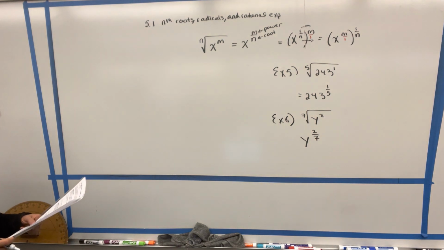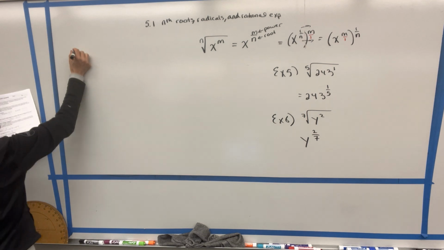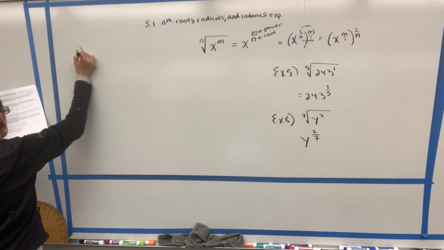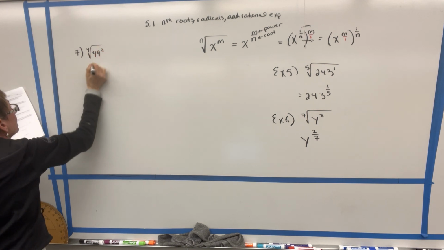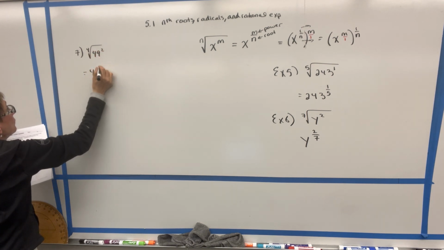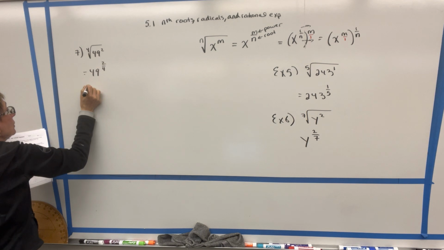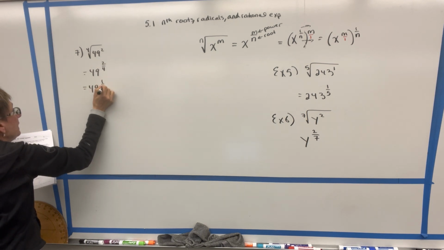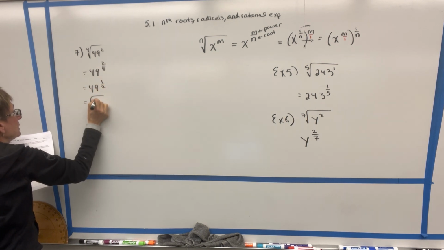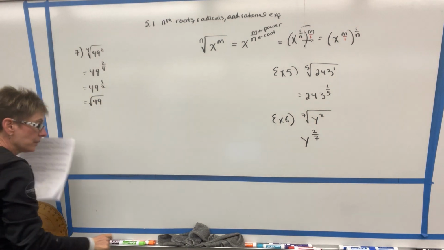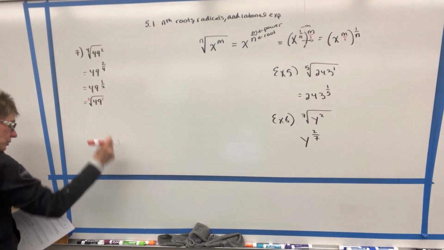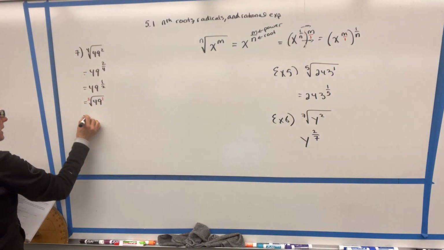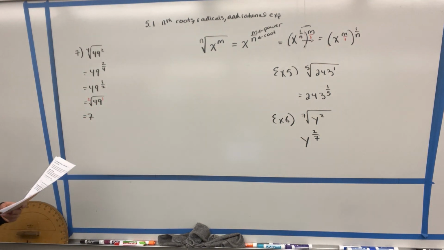All right, let's do several more examples. Example number 7. Let's do the 4th root of 49 squared. This is going to be 49 to the 2/4, or 49 to the 1/2, which is the same thing as the square root of 49. The reason is, again, because there's like an invisible 1 here and an invisible 2 there. So the answer to this would just be 7.